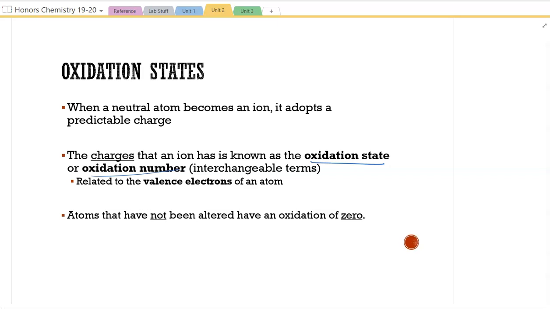It's very much related to the number of valence electrons, right? Because the number of valence electrons helps inform us when we gain or lose a certain number of electrons, and when they gain or lose, it's going to adopt a certain charge. By the way, atoms that have not been altered, right? So if you have neutral atoms, regular atoms that are not part of a bond or haven't been switched around, those are going to have an oxidation state of just 0.